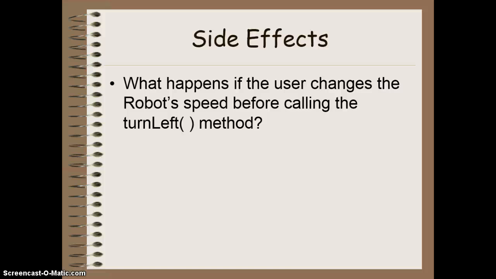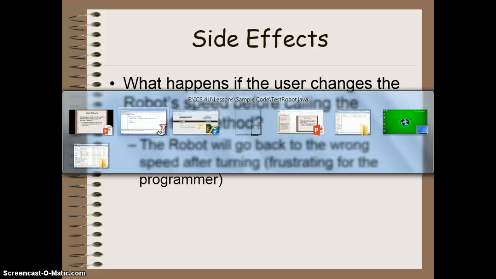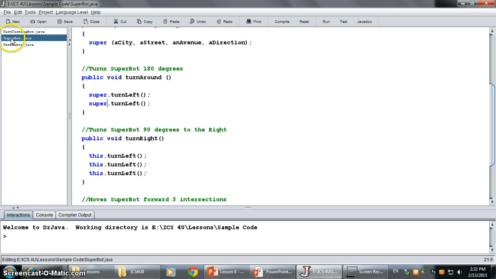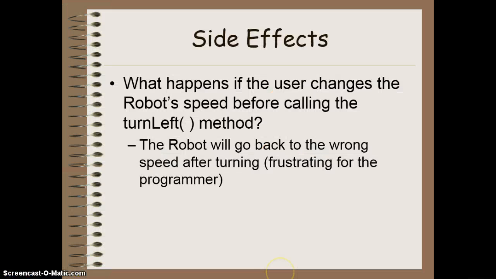Another side effect is, in this particular case, what would happen if the user changes the robot speed before calling the turn left method? So if I already had my robot going fast, and now he turned really, really fast, what's going to happen is my robot's going to go back to the wrong speed. So if we go back to our code here, my fast turning bot, it's going to go back to a speed of 2. But what happens if my original speed was 10 or 15 or 20? Right? It's going to go back to the wrong speed, so that means I'm going to have to go back and rechange its speed after doing a fast turn left. And that's going to be really frustrating for the programmer.